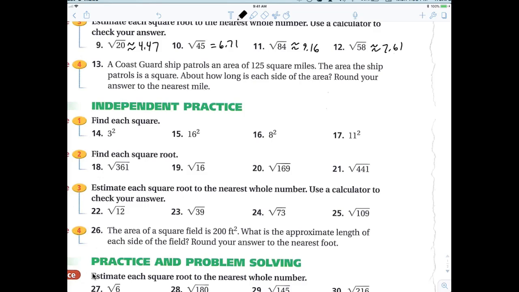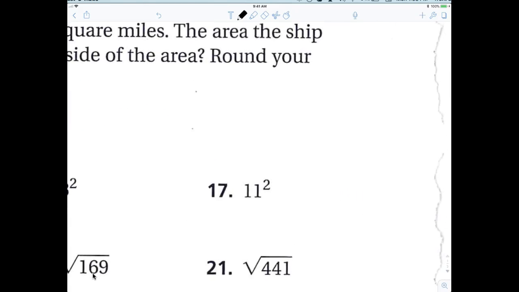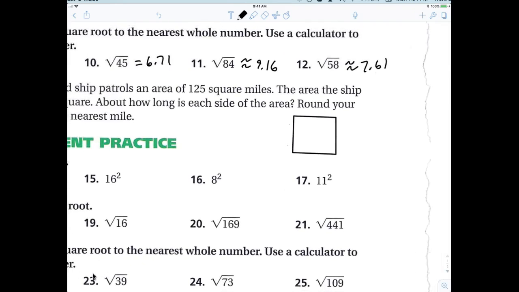Now this is the one that's a little bit troubling for kids, so please watch. He's patrolling a square, so I would want you to just draw a square so you can visualize what's going on. He's patrolling a square, and the square is 125 square miles. Everybody agree with that? Now, what is the side of the square? We don't know, correct? So that's like x.